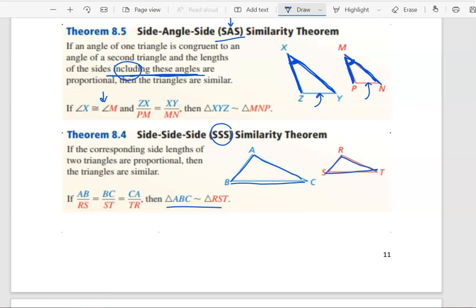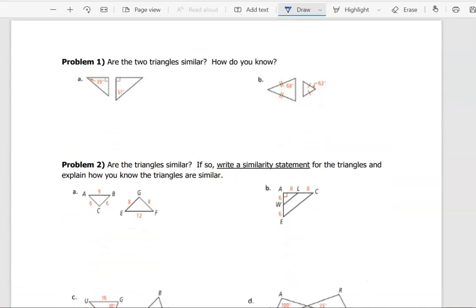Okay, so we're going to check out lots of examples on this next page. The first two problems here ask: are the two triangles similar? How do we know? So remember our three shortcut methods, AA, SAS, or SSS. If I look at problem A here, all I'm given are angles, right? So I will not be able to use the other two shortcut methods. Hopefully, I'm going to be able to use AA. So if you look, I need to have two angles congruent. I have the right angles. So we're halfway there.